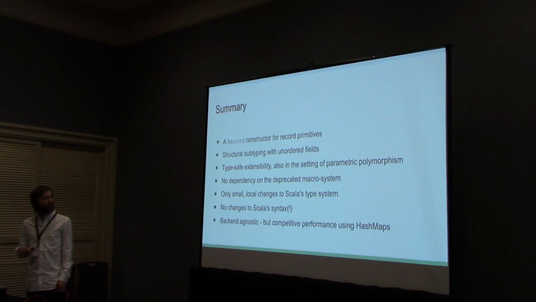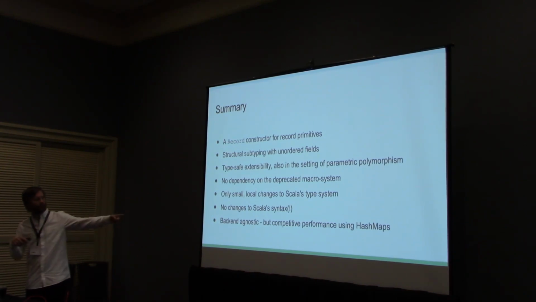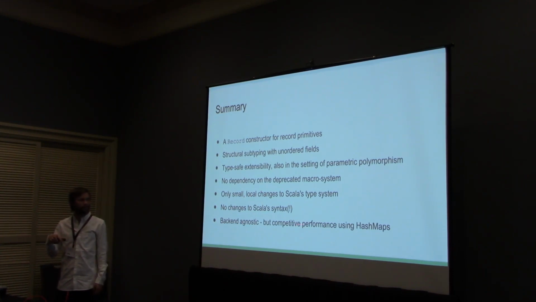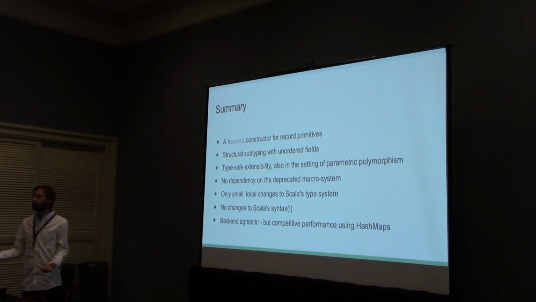So in summary, we now have a record constructor for record primitives. We have structural subtyping, type-safe extensibility, no dependency on the deprecated macro system, and really small changes to the type system. I mean, we just add 2 compiler-synthesized type classes, with no changes to the syntax. And this is a bonus one: you can subclass these records to provide your own backend. You don't have to use the default hash map.